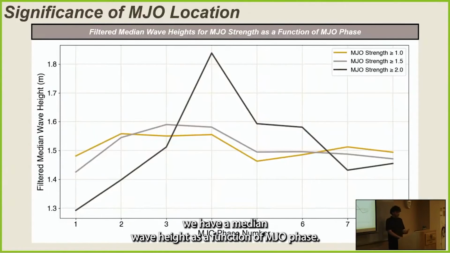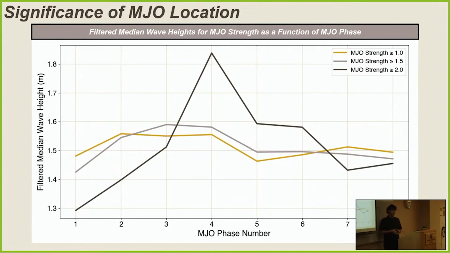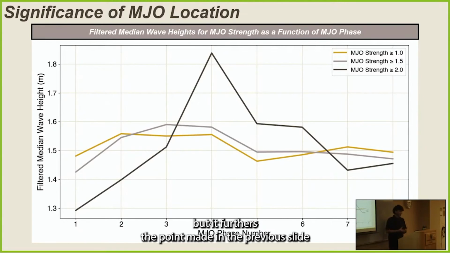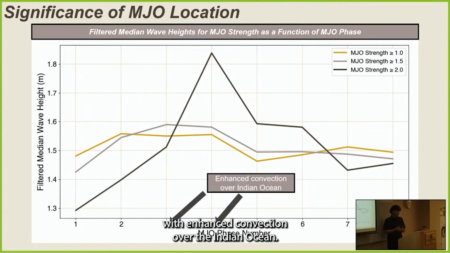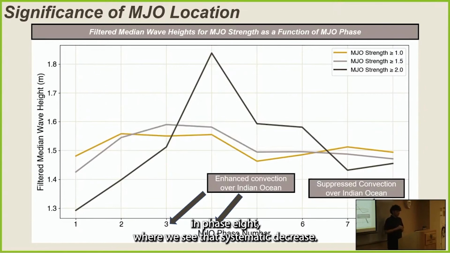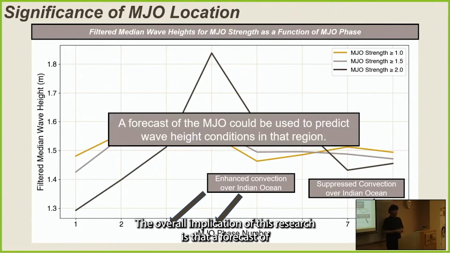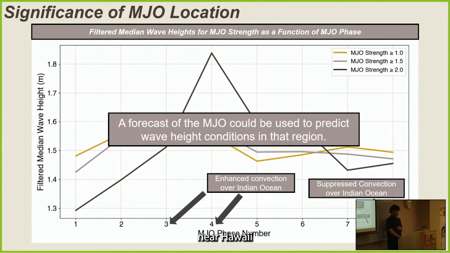Here in this figure, we have median wave height as a function of MJO phase. Each line represents a different strength of the MJO in each phase, but it furthers the point made in the previous slide. And again, phases 3 and 4 are associated with enhanced convection over the Indian Ocean, and we see this systematic increase in phases 3 and 4. And then the suppressed convection in phase 8, where we see that systematic decrease. And the overall implication of this research is that a forecast of the MJO could be used to predict wave height conditions near Hawaii.